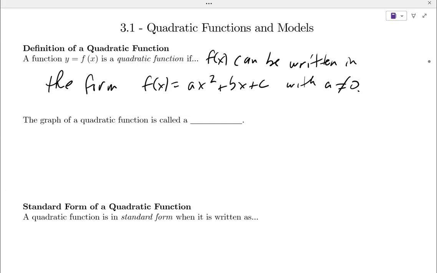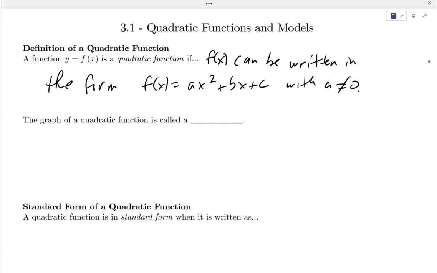Okay. This is why we say that the a needs to be not 0, because I really do want the x squared piece to be there. And I've already talked about this a little bit earlier in the semester. The highest power of x that you see is the one that dominates the function. That one kind of tells you what kind of function it is.